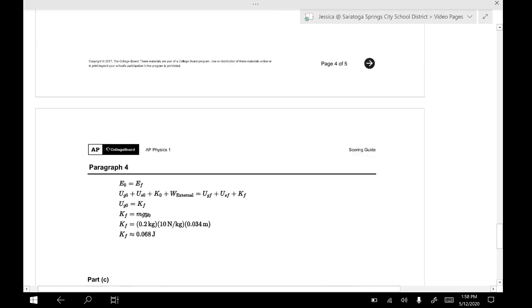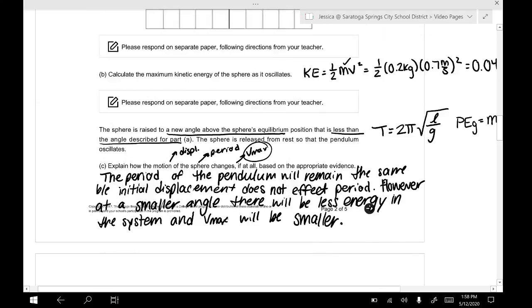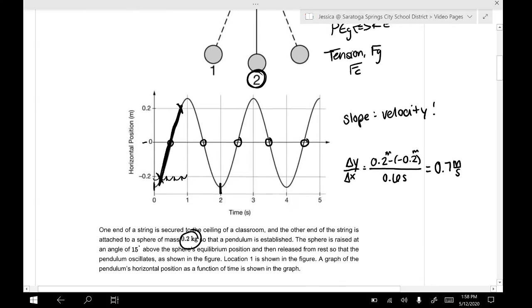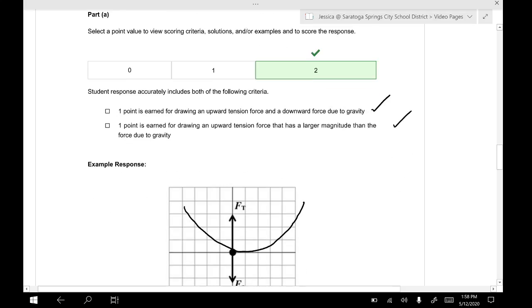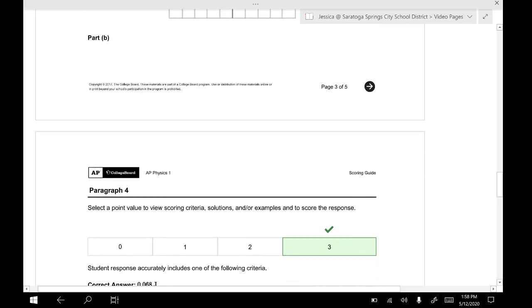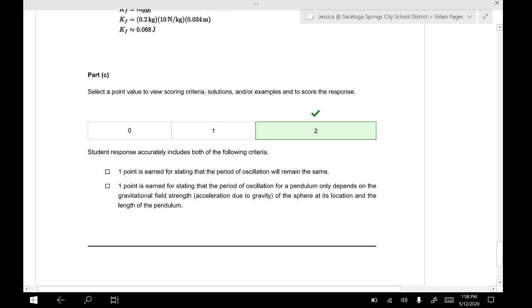8 joules. But I feel like you could still get full credit for the way we did it as well, using the slope of the graph to help us find velocity. So I'm a little torn there, but when I go through and grade these, I'll make sure to accept both ways. All right, and then part C, we had to talk about how things would change if we are at a smaller angle. So we get 1 point for stating that the period of oscillation remains the same, and then 1 point for stating that the period of oscillation only depends on gravitational field strength and length.